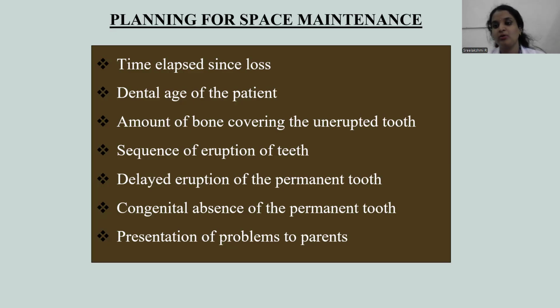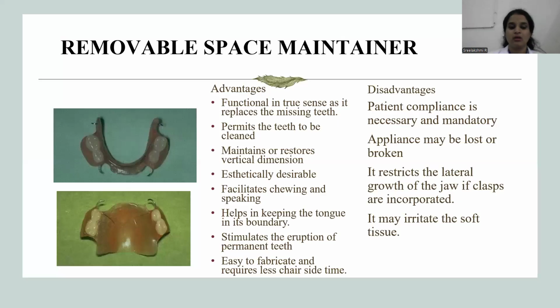It might take around 4 to 5 months to penetrate 1 mm of bone. So the amount of bone covering has to be taken into account, along with the sequence of eruption of teeth, delayed eruption of the permanent tooth, and congenital absence of the permanent tooth. Presentation of the problem to parents, that is the main thing.